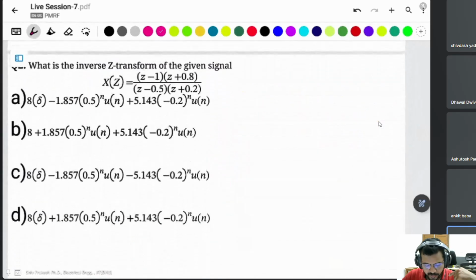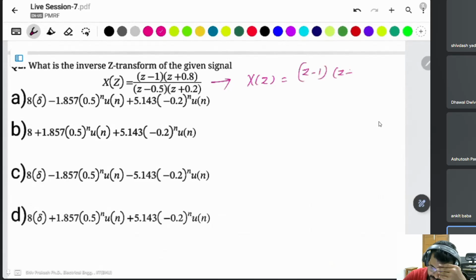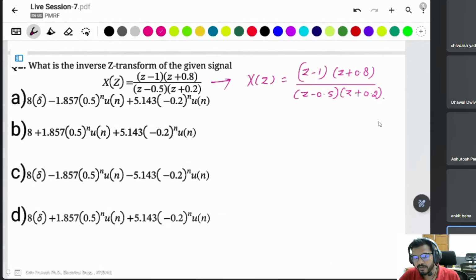Next question is: what is the inverse Z transform of the given signal? X(z) is equal to (z minus 1)(z plus 0.8) divided by (z minus 0.5)(z plus 0.2). If there is this type of system, how can you find the inverse transform, because the numerator and denominator have the same degree?